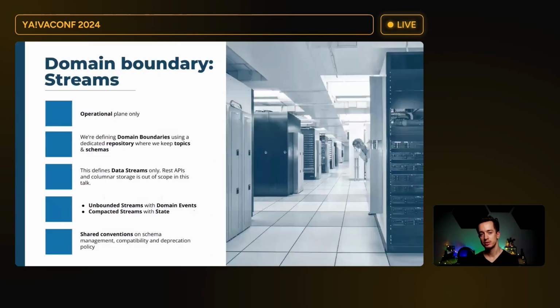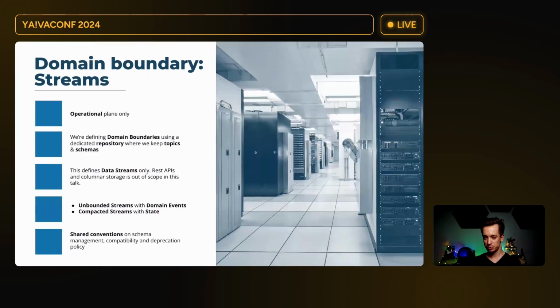So having said all of this, a standardized approach to publishing data streams, which are a component of your data products. I've built this in more than one organization. So this is a separate repository that defines your domain boundaries. And we are building this for the operational plane only. This domain boundaries repository will have your topics and your schemas defined as the interface of your domain. And I'm not talking about columnar data formats or REST APIs here. They might also be present here, but I'm talking about data streams exclusively.